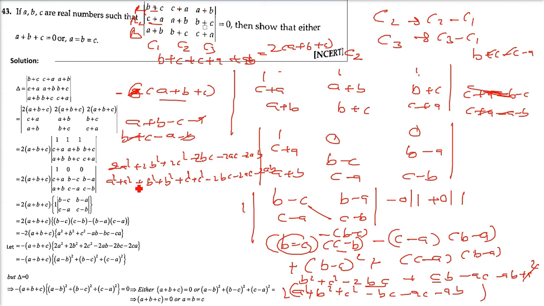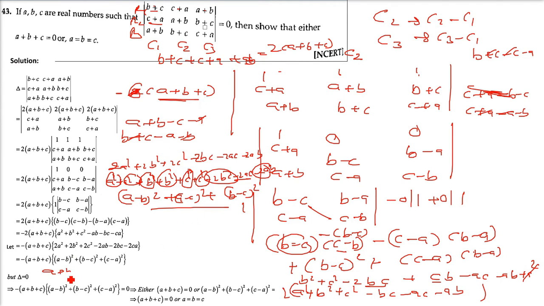Now you see the formula. A square plus b square minus 2ab is a minus b whole square. Now a square plus c square minus 2ac is a minus c whole square, or c minus a whole square. Now b square plus c square minus 2bc is b minus c whole square. So what do you get? You get negative a plus b plus c into this term as the final determinant: a plus b plus c into a minus b whole square plus a minus c whole square plus b minus c whole square.